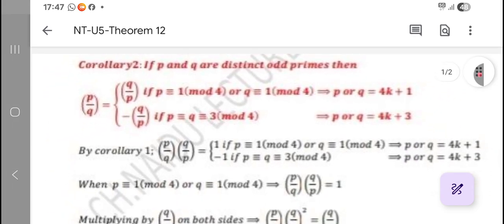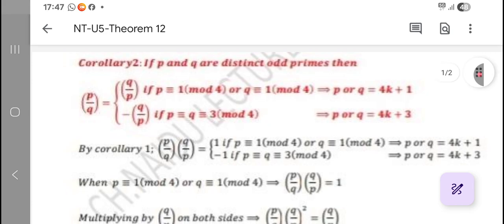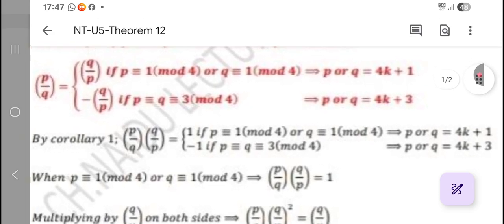Now by corollary 1, just now we have proved the Legendre symbol (p/q) times (q/p) has value equal to 1 if p is congruent to 1 mod 4 or q is congruent to 1 mod 4. In other words, p or q will be of the form 4k plus 1. And the value is equal to minus 1 if p is congruent to q congruent to 3 mod 4. That implies p or q are of the form 4k plus 3. Now case 1, let us say that p is congruent to 1 mod 4 or q is congruent to 1 mod 4. Then the product of Legendre values (p/q) times (q/p) is equal to 1.